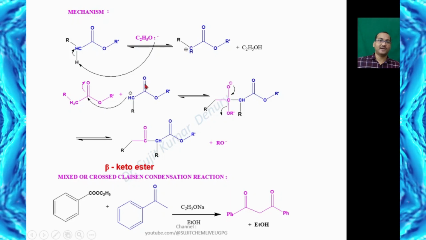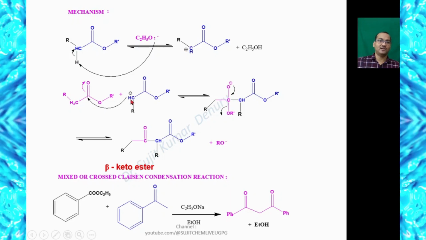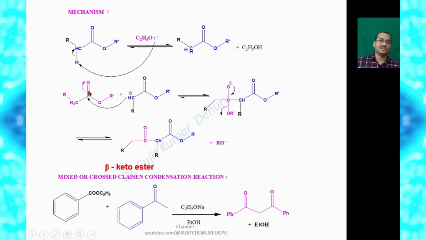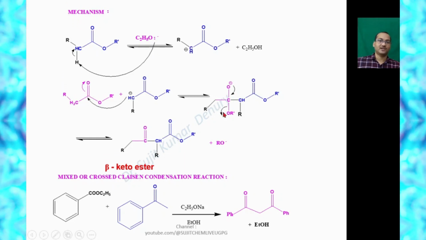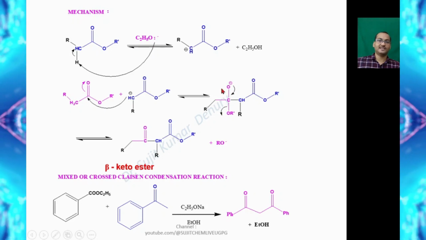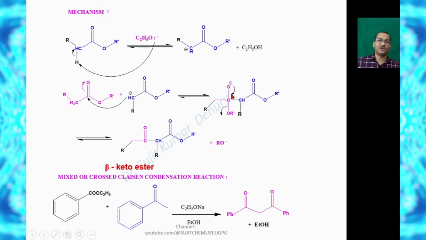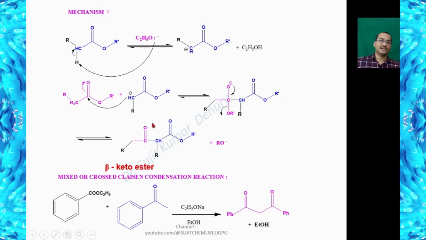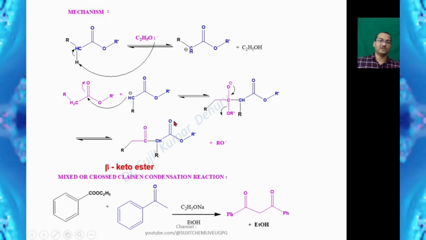Once you generate this carbanion, it will attack the carbonyl carbon of the other ester, and this CO bond will break on oxygen. As a result, you generate this intermediate. When this O minus comes back, it will kick out OR as OR minus. As a result, you end up with a beta keto ester.